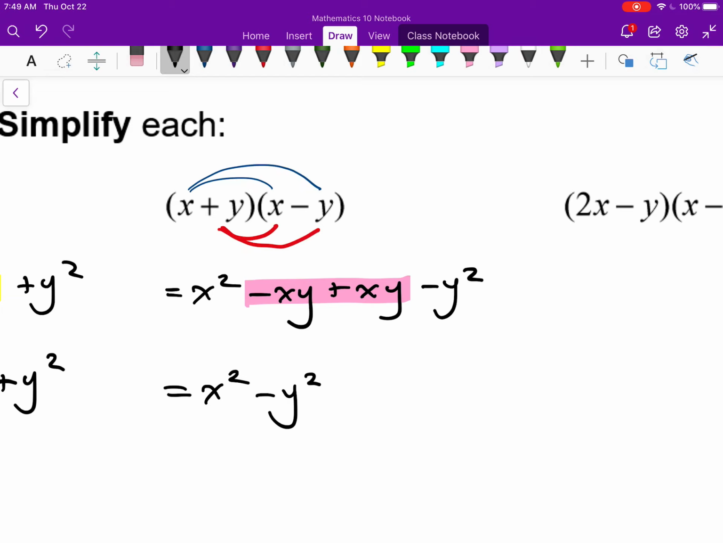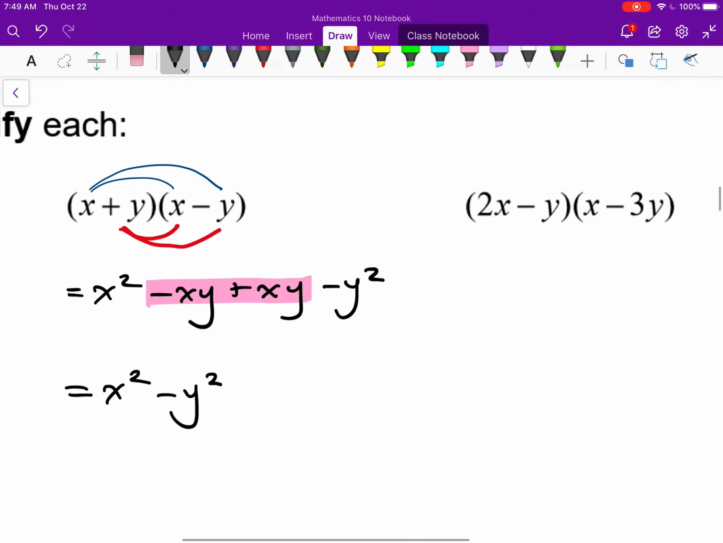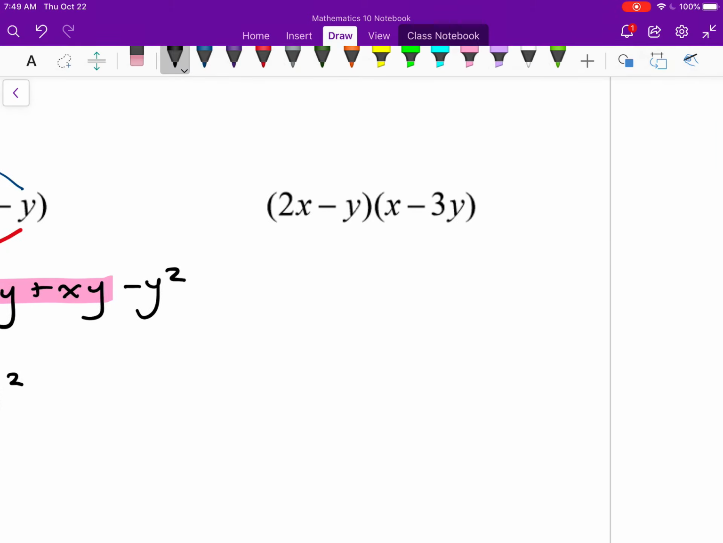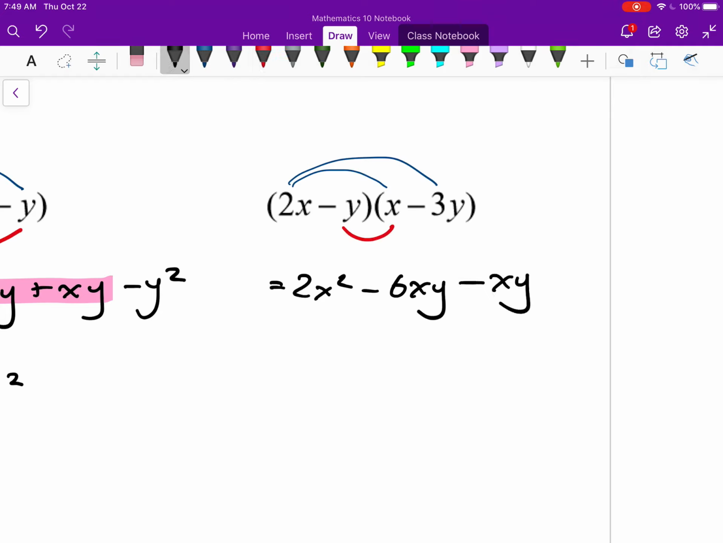I have just two terms. And we'll see this sort of expression a lot throughout this chapter. And lastly, just a combination of variables and coefficients. 2x times x, 2x squared. 2x times minus 3y. So 2 times minus 3 is minus 6xy. Negative y times x is a negative xy, I'm going to put xy in that order. And then lastly, negative y times negative 3y. A negative times a negative is a positive.